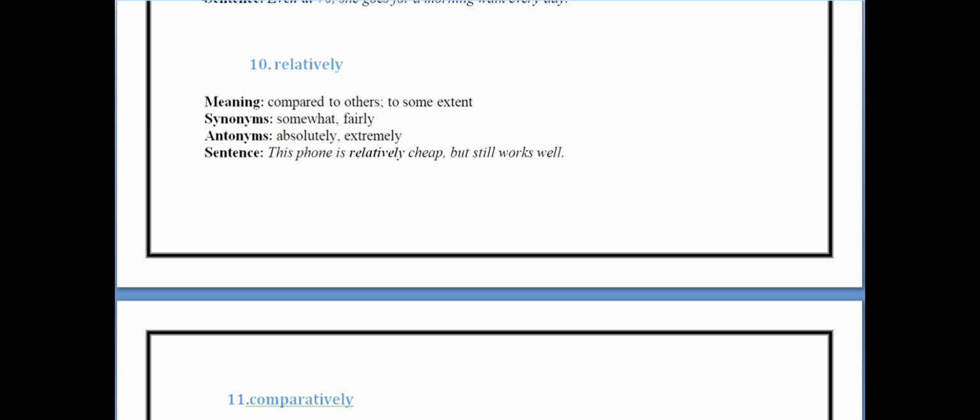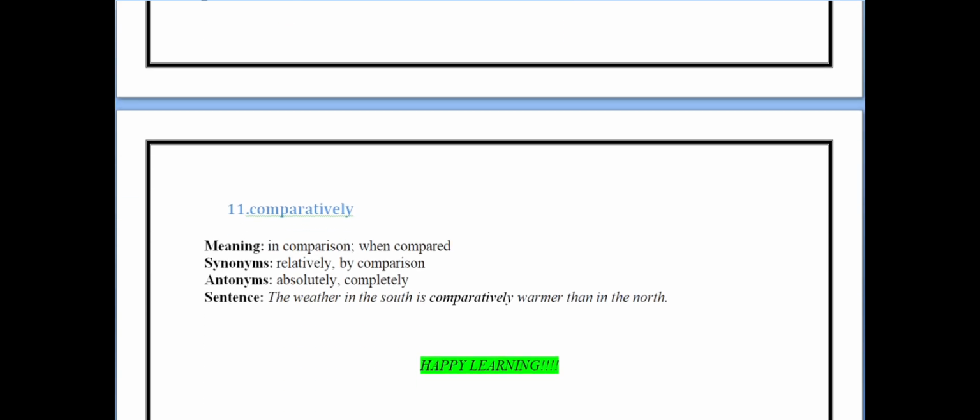That is the sentence. And the last word for today, after the word relatively, is comparatively. So the meaning is in comparison or when compared. Synonyms are relatively or by comparison. Antonyms are absolutely or completely. Sentence: the weather in the south is comparatively warmer than in the north. I repeat, the weather in the south is comparatively warmer than in the north.